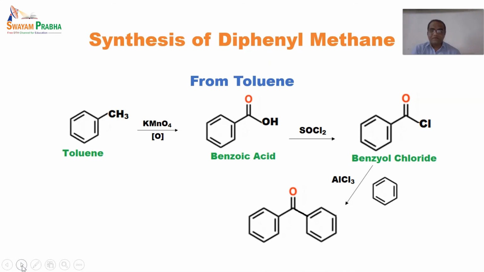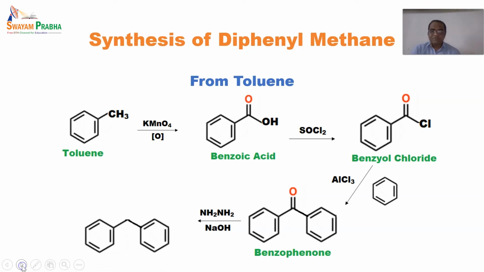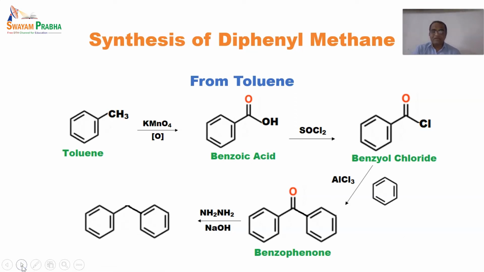it is reacted further, as we have seen in the case of the Friedel-Crafts reaction. So benzene is substituted on this benzoyl chloride by dehalogenation, and now it forms benzophenone, and this benzophenone can also be reduced, particularly by this Wolff-Kishner type of reduction reaction, using hydrazine hydrate in basic media. And it forms diphenyl methane.